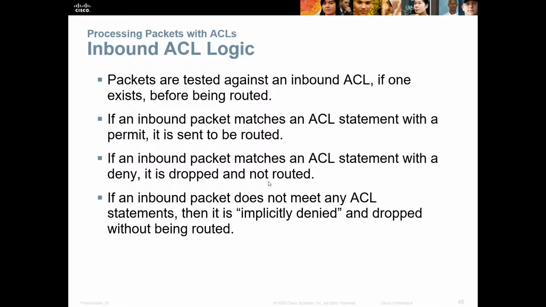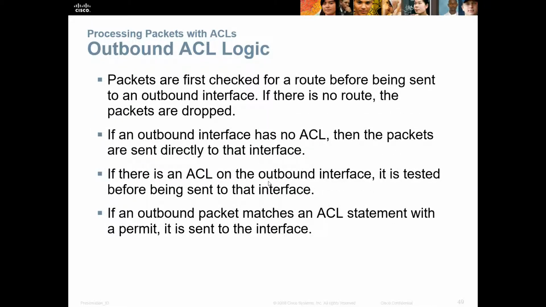So, inbound ACL logic: packets are tested against an inbound ACL, if one exists, before being routed. If an inbound packet matches an ACL statement with a permit, it's sent to be routed. If it's set to a deny, it'll be dropped. If an inbound packet doesn't meet any ACL statements, don't forget there's an implicit deny at the very end, so it'll be blocked. Outbound, same thing.